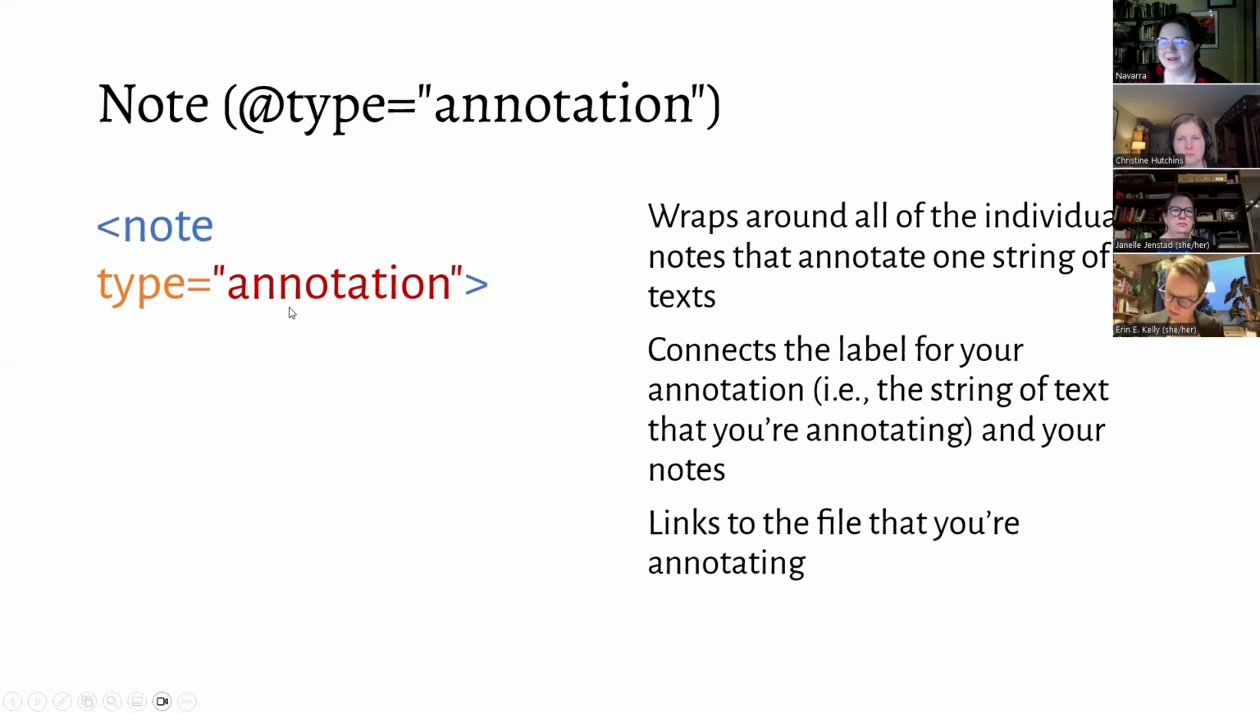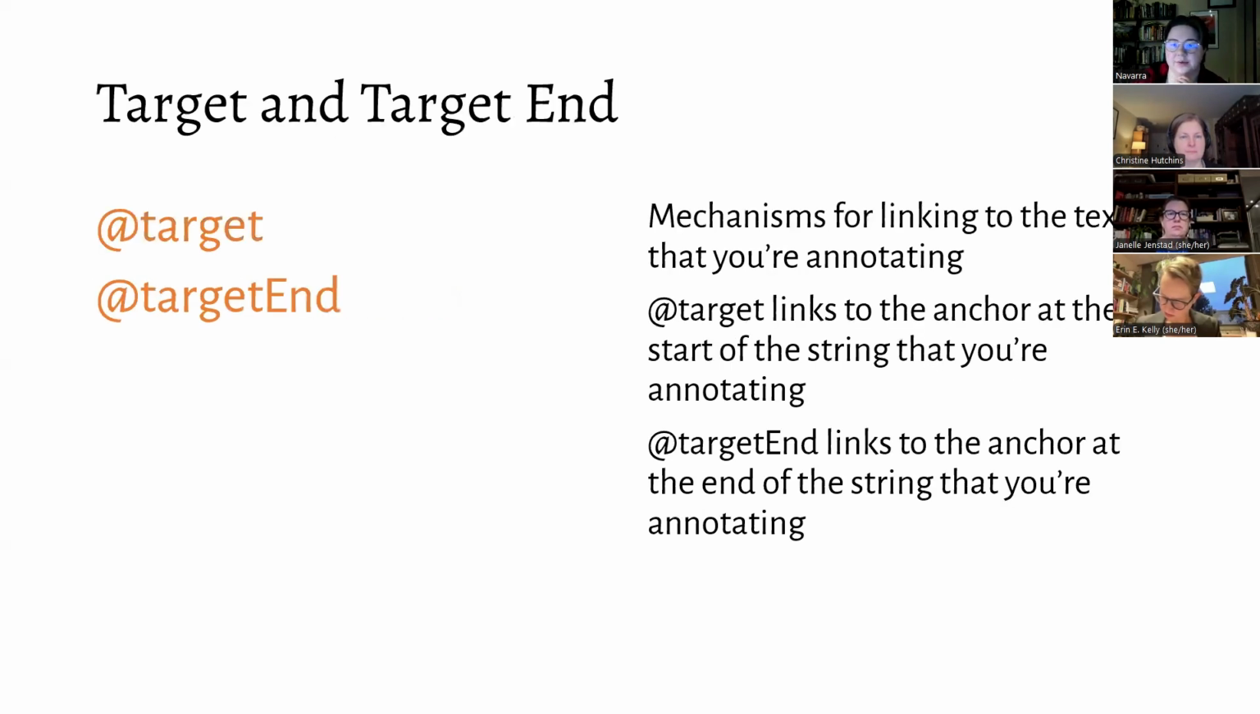So where we have note with a type equals annotation, this says these are all of the notes that I want to make about this specific string of text. It wraps around all of those notes, so it can have multiple children. That's no problem. And it connects the label for your annotation, which is always going to be the string of text that you're annotating, to the notes that you write. And it also is going to link to the file that you're annotating once again, but to the specific string of text using these two attributes.